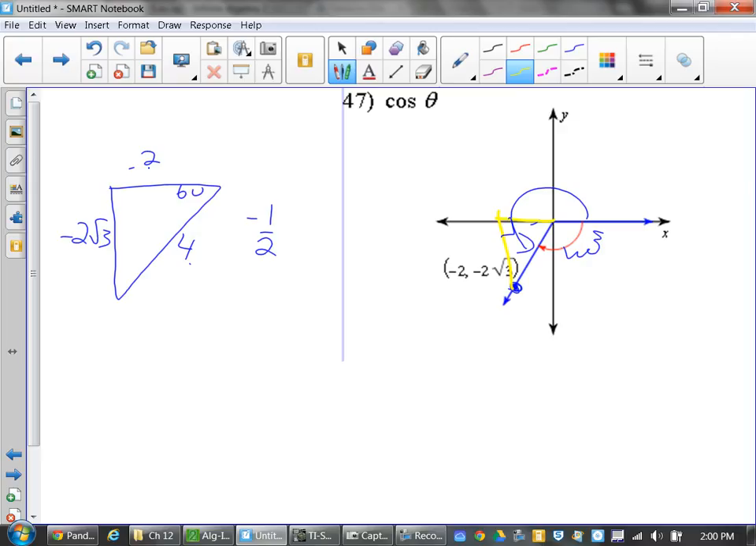It's -1/2. We always give you 1/2 just because it's the cosine value of a 60-degree. But since it's dropped to the third quadrant, the cosine's negative.